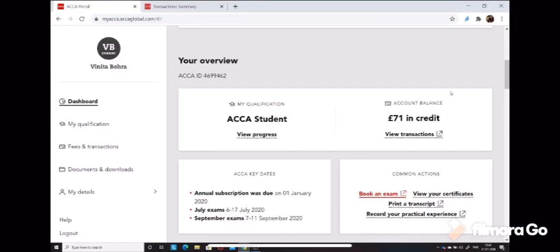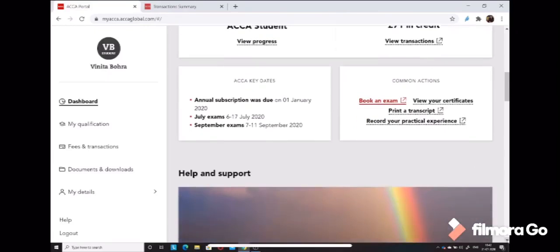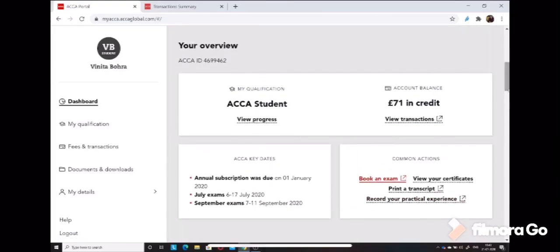For example, this is the account of one of my students, and she had 40 pounds in the debit balance before she booked her exam for FR, financial reporting. Now what she has received in her ACCA account is just 71 pounds, though she paid 111 pounds for the FR exam, right? The reason is that 40 pounds were there in her debit balance in the ACCA account due to the exemption fee.